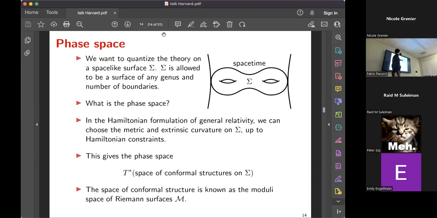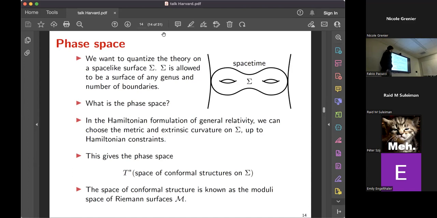And I sometimes also later allow sigma to have boundaries. So this would be a 3D manifold without any spatial boundaries. But we could assume, for example, that sigma is also a disk or something. And then if we have a disk, this evolves into a cylinder. And you can ask, what is the phase space if you quantize on sigma?